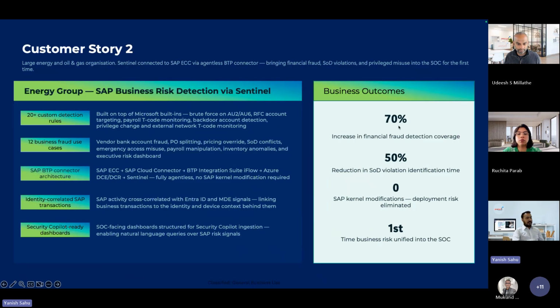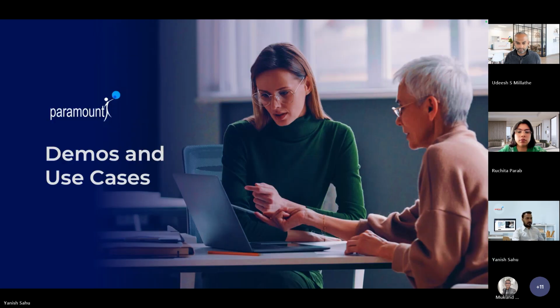So with this, they had about 70% detection coverage and a 50% reduction in the SOD violations that they were having. There were a lot of kernel modifications which were not identified, which we were able to cover. And the business risk that they were having with SAP was, for the first time, incorporated into the platform as intelligence to be able to get insights around.